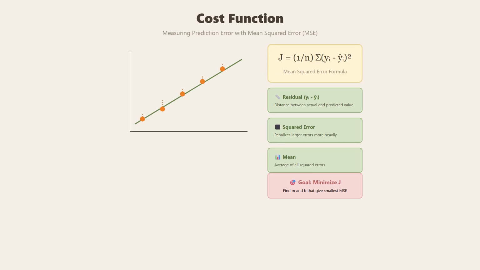Finally, we take the mean of all these squared errors to get a single number representing how well our model fits the data. The formula is J equals 1 over n times the sum of (yi minus y hat i) squared. Our goal during training is to find the parameters m and b that minimize this cost function. The lower the MSE, the better our model fits the training data. This cost function is what drives the entire learning process.